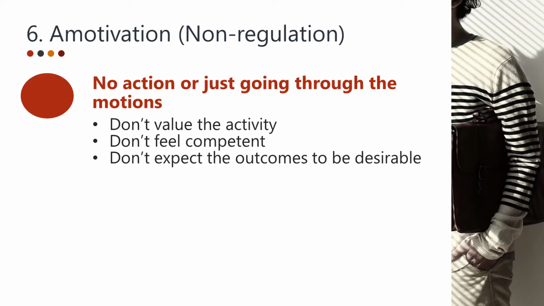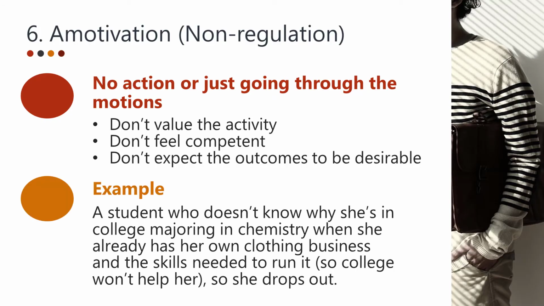In amotivation, the person doesn't take any action, or the person's just going through the motions because they don't value the activity, they don't feel competent, or they don't expect the outcome to be desirable. An example is a student who doesn't know why she's in college majoring in chemistry when she already has her own clothing business and the skills needed to run it, so college won't help her. So she drops out. She doesn't value chemistry, feel competent in it, and getting a chemistry degree won't really help her in her business. Given this, it's understandable that she would drop out.